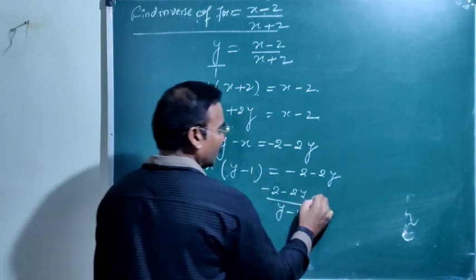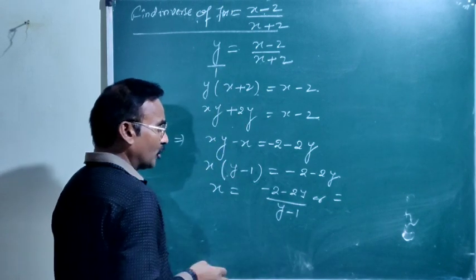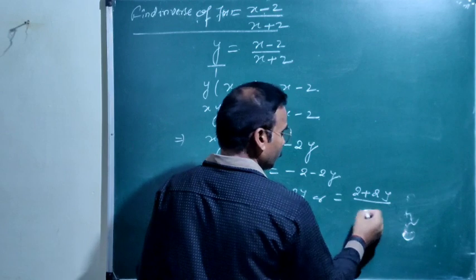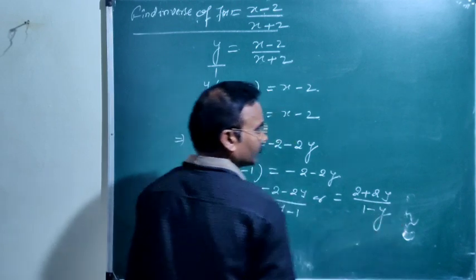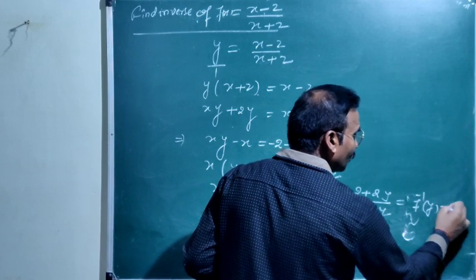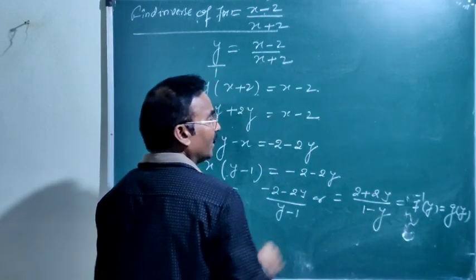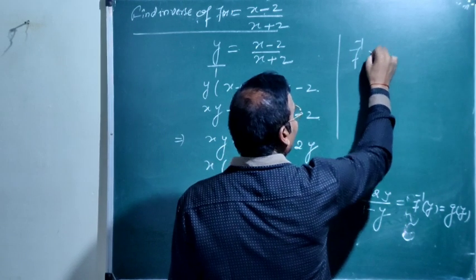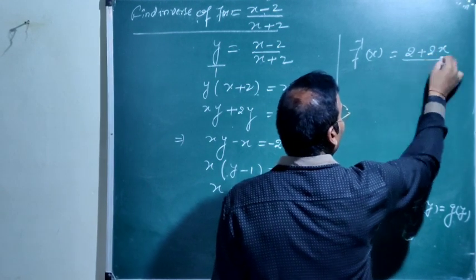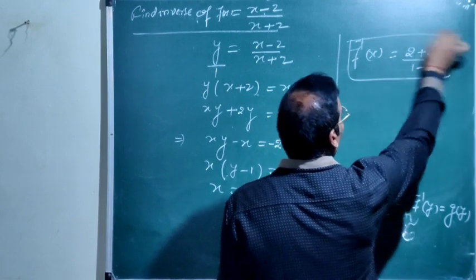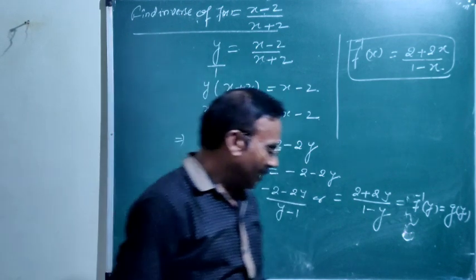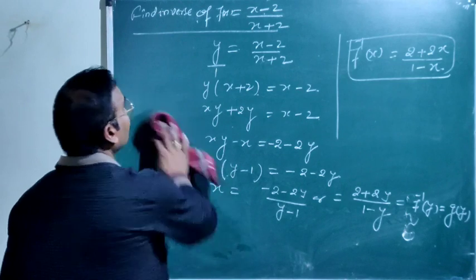Now multiply both numerator and denominator with a negative sign. So (2 plus 2y) upon (1 minus y). This is f inverse of y, which is also equal to g(y). So what is f inverse of x? Now convert y to x. So (2 plus 2x) upon (1 minus x). This is the inverse of this function. So this is the process to find out the inverse of a function.